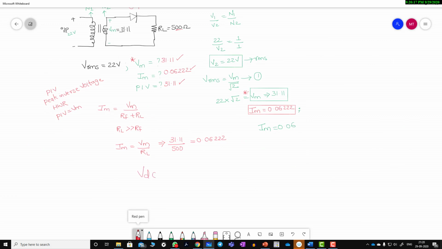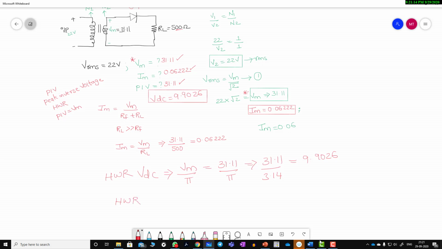Let us solve VDC for this. For half wave rectifier, VDC is Vm by pi. The answer for Vm is 31.11 divided by pi, which is nothing but 31.11 divided by 3.14. If I solve this, the answer is 9.9026. So VDC is 9.9026.